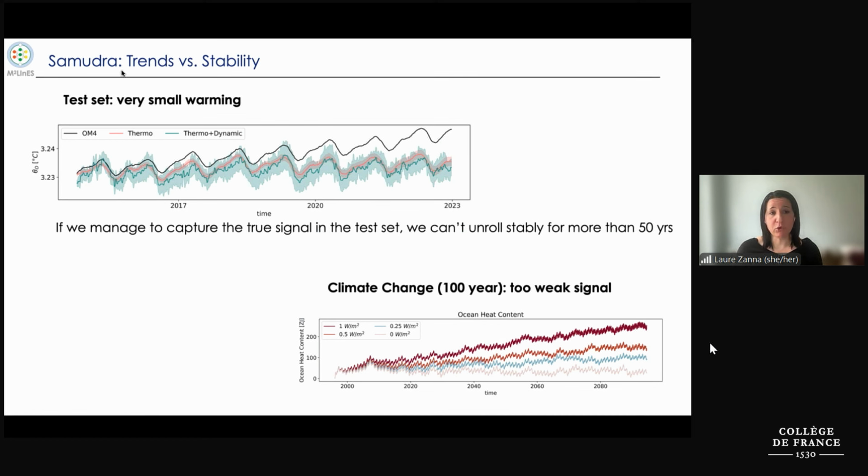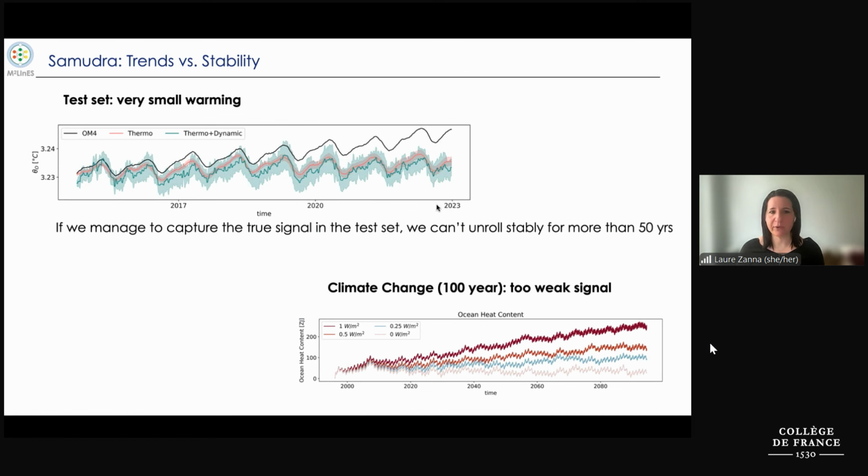So Samudra, our ocean emulator, still has an issue that we either capture a trend or it is stable. We don't have both at the same time. So that remains a big challenge for us, which means that it's not generalizable, right? That's kind of the bottom line here.